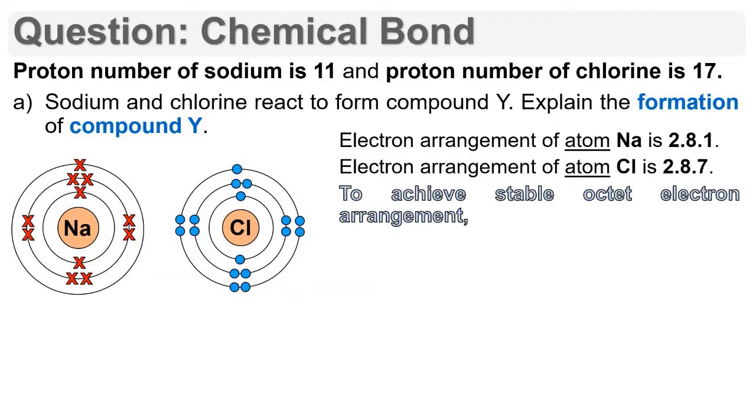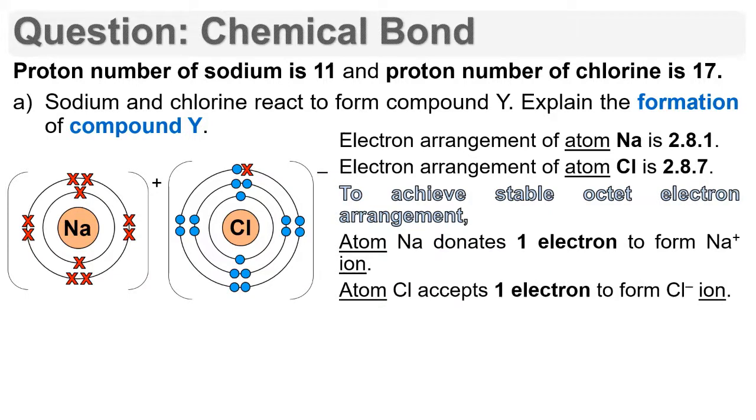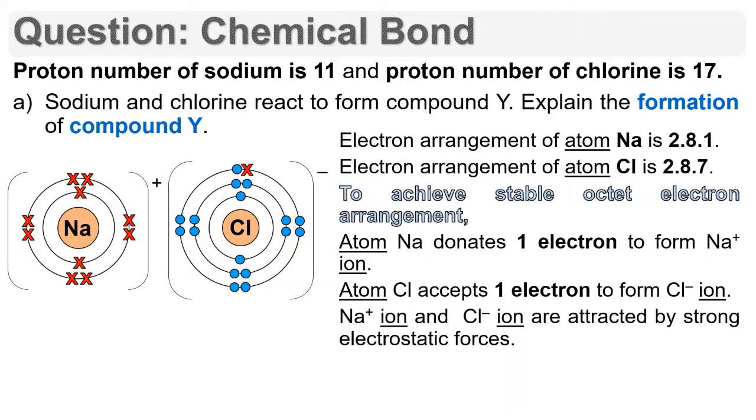To achieve stable octet electron arrangement, sodium atom donates one electron to form sodium ion, Na+. Chlorine atom accepts one electron to form chloride ion, Cl-. Then, explain how the compound is formed through these ions. Sodium ion and chloride ion are attracted by strong electrostatic forces.